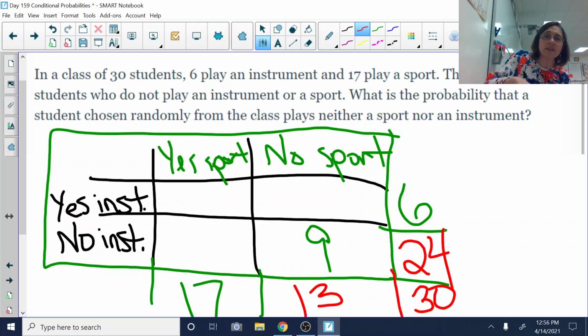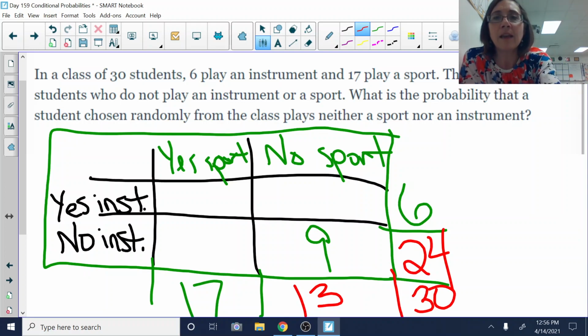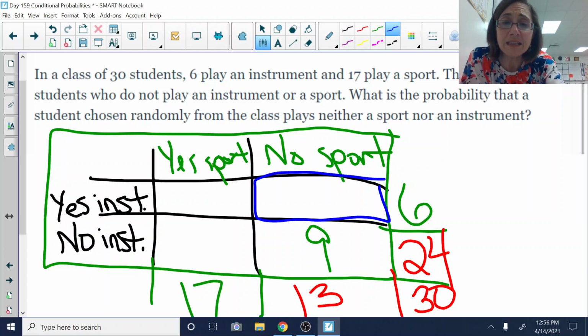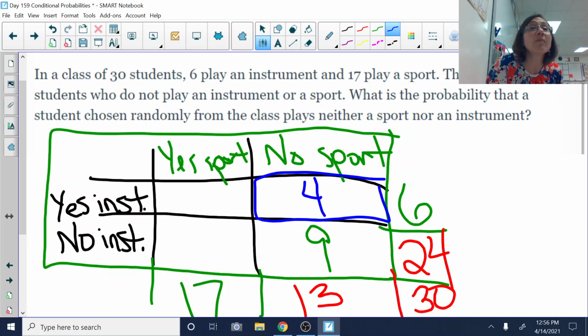So I want to do some work backwards now. Let's look at the no sport column. I'm covering up the rest of the chart just so I can see the column that says no sport. I know that there are 13 kids that don't play a sport, and 9 of those are in the no instrument category. How many does that leave in this box right here to be yes instrument kids? There's 13 kids in this column. 9 of them are already accounted for. That leaves 4 up here for playing an instrument but not a sport.